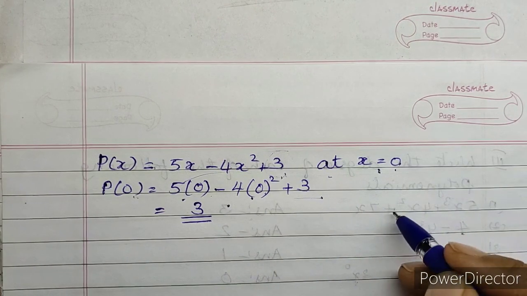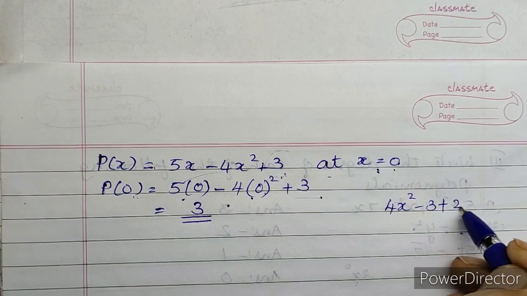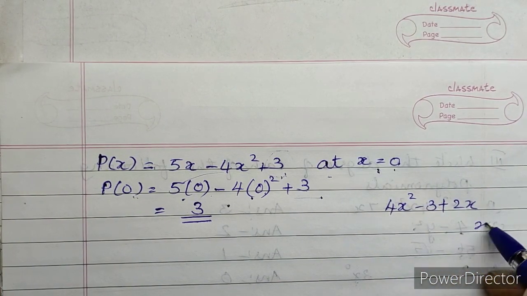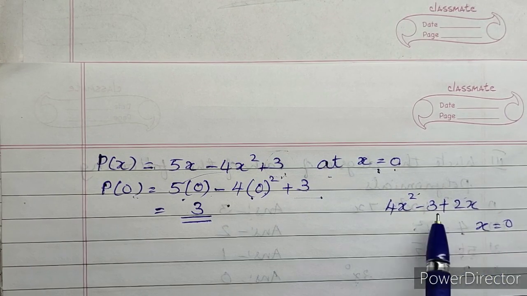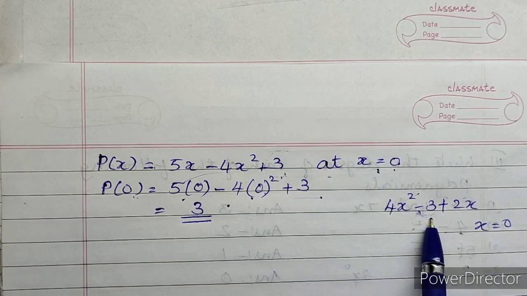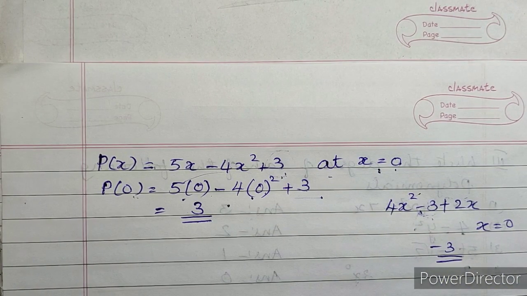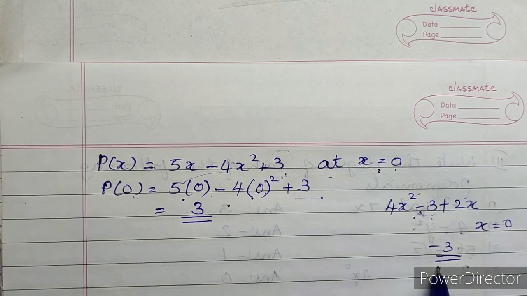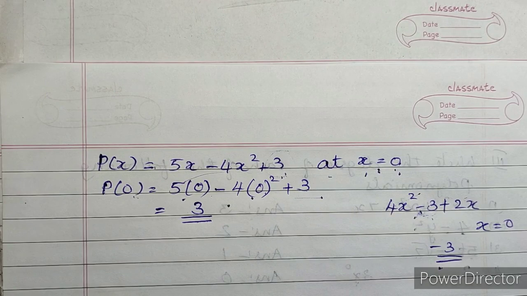For example, if it is 4x square minus 3 plus 2x at x equals 0, what will be the answer? Without doing calculation, can you say? Yes, of course, both will become 0. Only this constant term will be present there. So the answer will be minus 3. Negative you have to write, if you write positive, the answer is wrong. So negative 3 you should write. Whenever x equals 0 comes, constant will be the value of that polynomial.